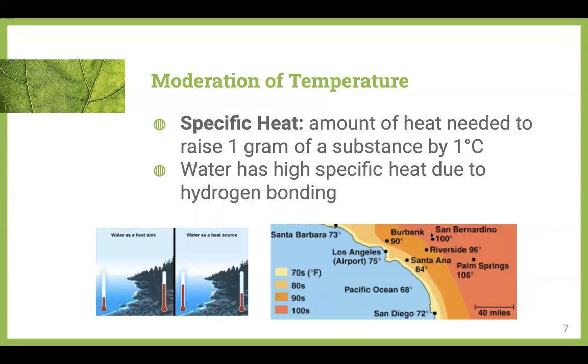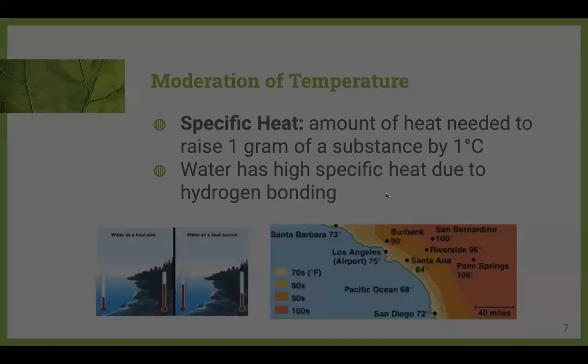So as you can see in this example here, the temperature on land is significantly higher than the temperature in water because the water is able to absorb more of the heat without raising the temperature.